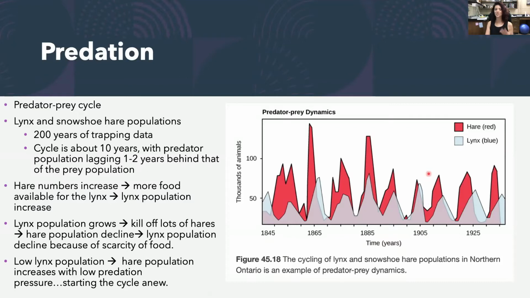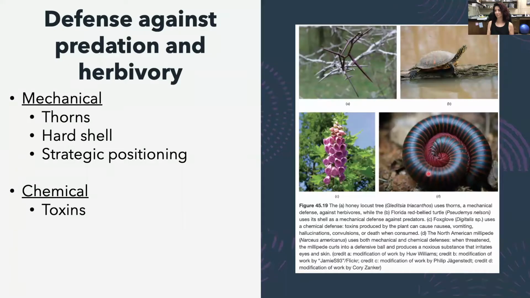So what are some defenses against predation and against herbivory? We have a couple of different mechanisms that are used by animals in nature. Some are pictured here, and they fall into several categories. First, we have mechanical defenses. These are things like thorns or a hard shell or even strategic positioning, rolling yourself up into a little ball like this millipede, making yourself perhaps too big to eat in one bite.